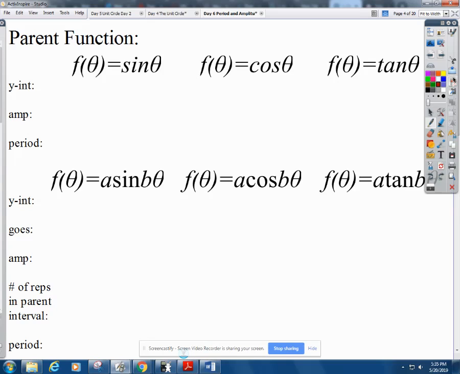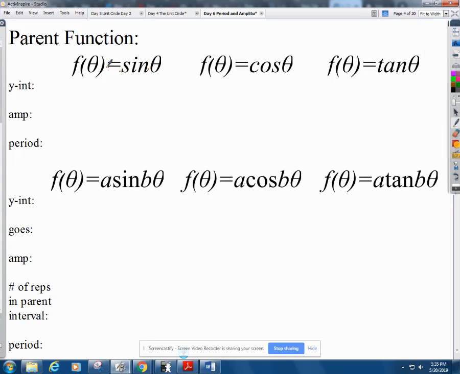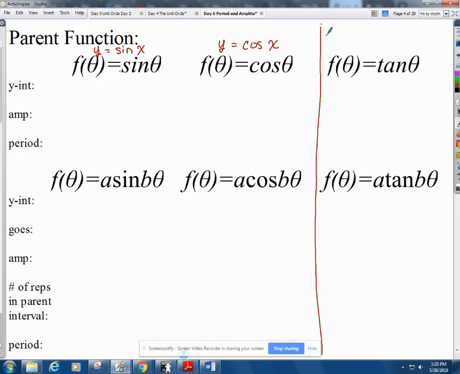Parent function. So we have our basic parent function, which has an a value of 1 and a b value of 1. So y equals sine of theta, or you could write it as y equals sine of x, or f of theta equals sine of theta. Those mean the same thing. This one, y equals cosine of x, or f of theta equals cosine of theta. And we are not going to do anything with tangents, so you could basically just cross out all of this.